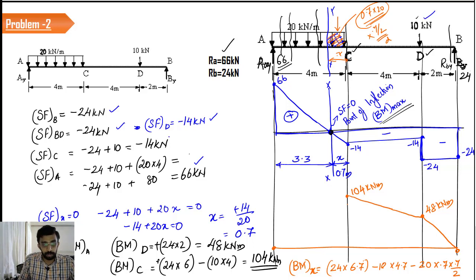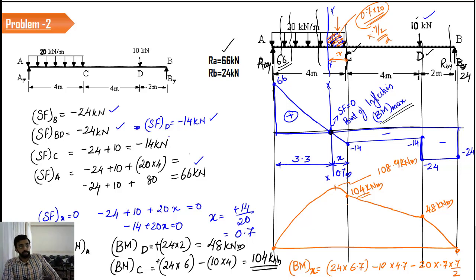When you calculate this, you will get the maximum value. I didn't calculate that. Anyway, let us do it like this. So this point is going to be 108.9 kilonewton meter. So this is how you have to draw the shear force as well as the bending moment diagram.